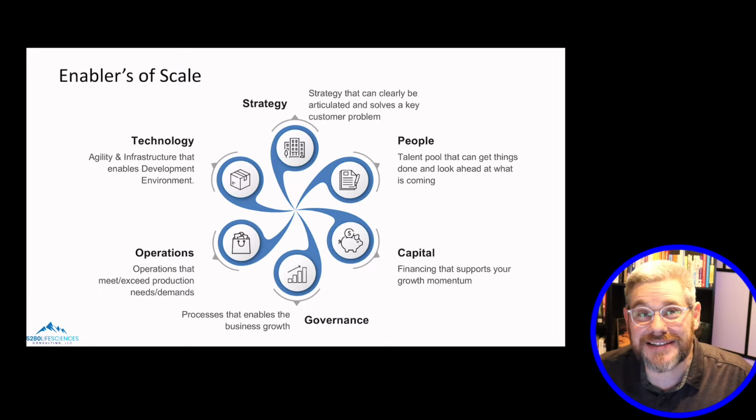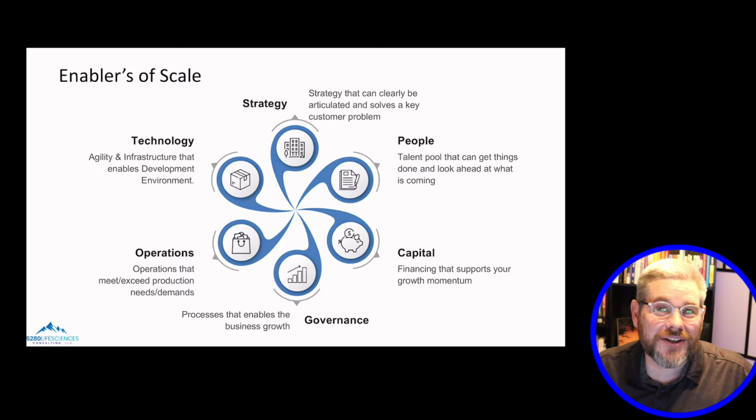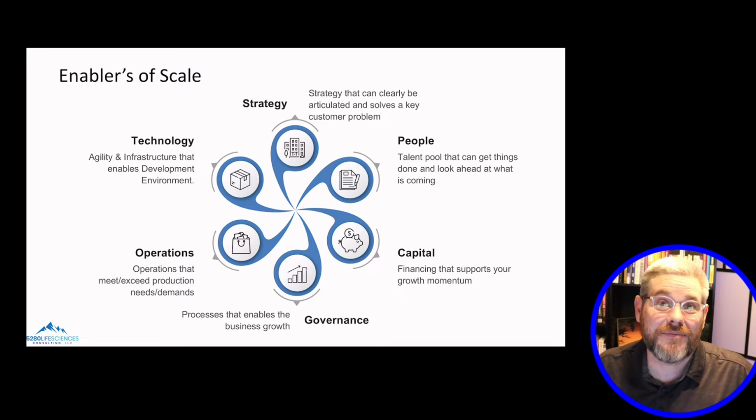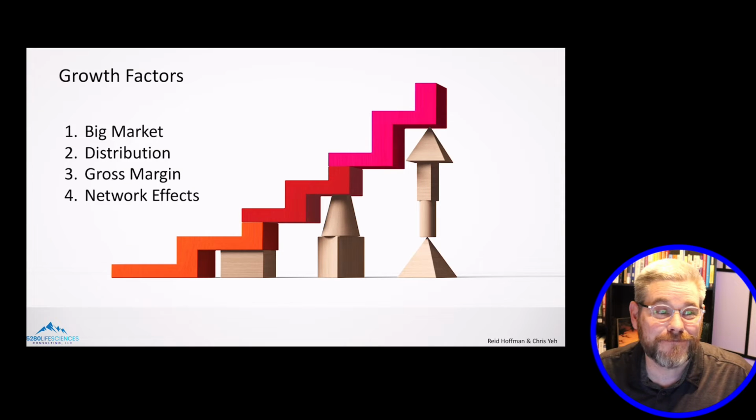Governance is essentially the teaming and processes that you have in place to be able to get execution done inside of blitzscaling. And then operations really need to be able to meet or exceed the overall production needs or demands of the organization, especially as you get ready to ramp your performance. And then lastly, technology is the agility and infrastructure that enables the overall environment so that you can blitzscale and meet the demands of your customers.